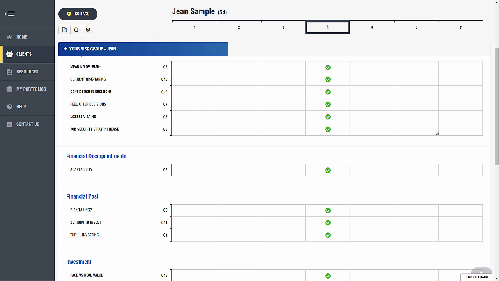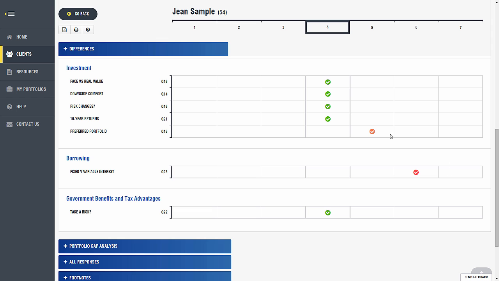Differences provide an opportunity to open up discussion. They help you understand the specific things that matter to your client, helping you tailor your advice. Differences can be either lower or higher. Both Jean's differences are higher. These answers indicate more risk tolerance than is typical for her risk group.